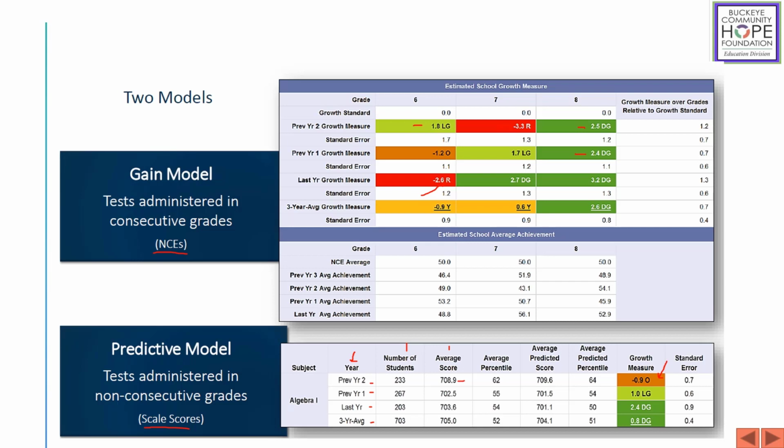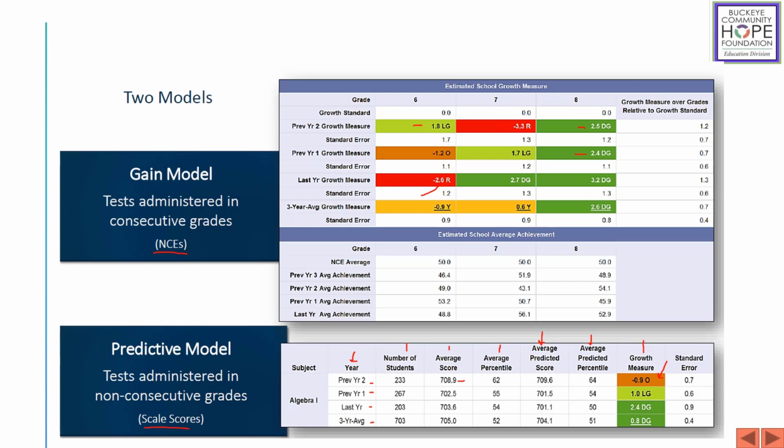So as we look at this, 2 years ago, this group averaged 708.9 scaled score. Their percentile rank, this is different than the NCE, and what they were predicted to have done. They were predicted to have been 709.6. They were less than that. This was their average predicted percentile. And we come up with the growth.